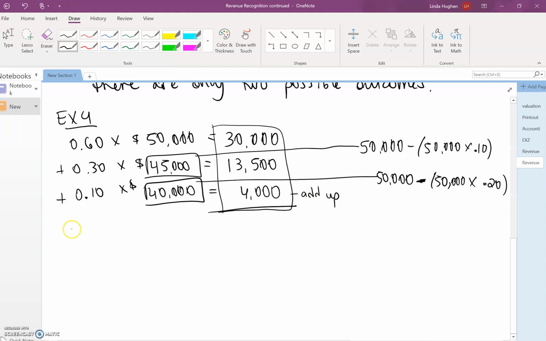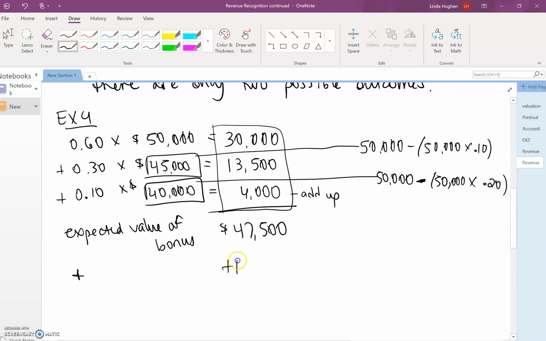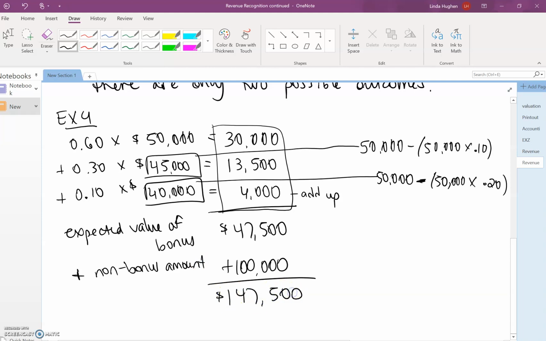To get the expected value of the bonus equal to 47,500. Now that's not going to be the revenue or the price, so we need to add the original $100,000 that they're going to get no matter what. We can consider this the guaranteed amount. We would say the expected transaction price is $147,500.